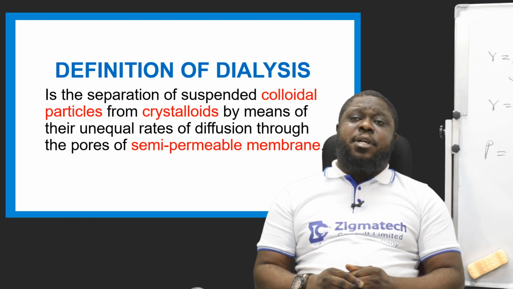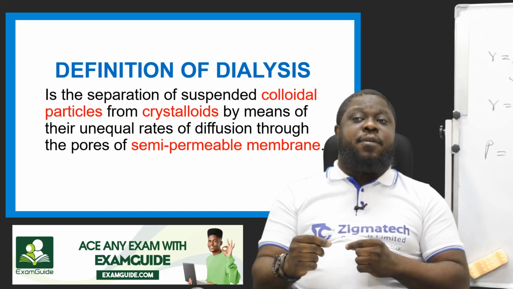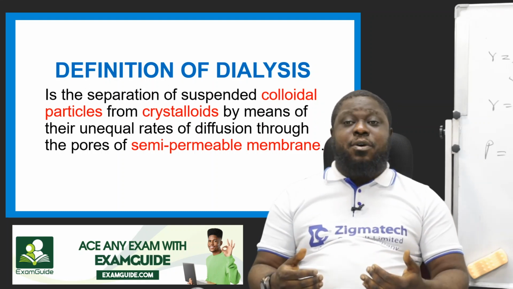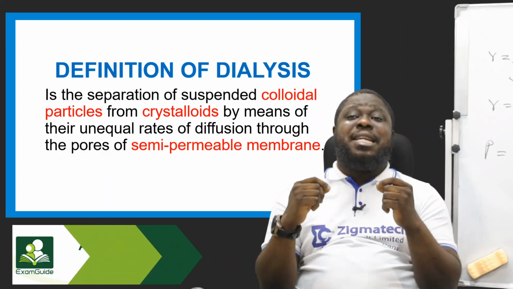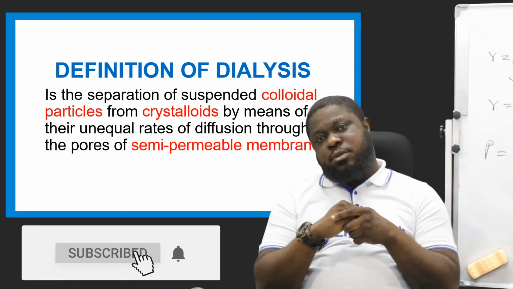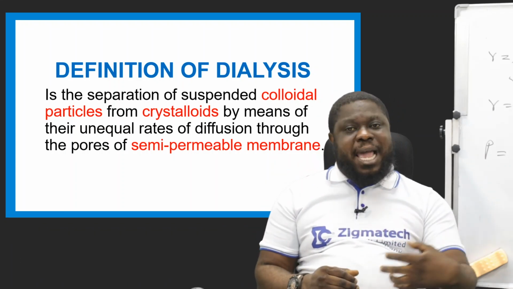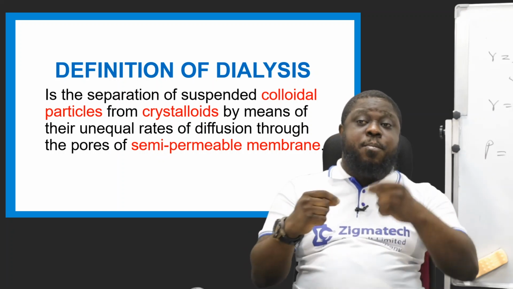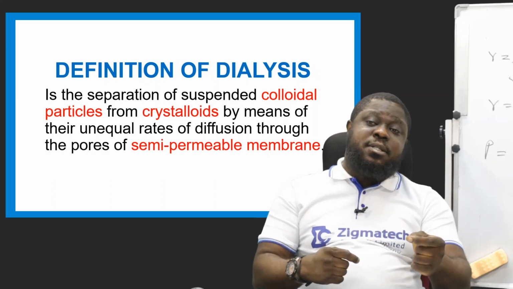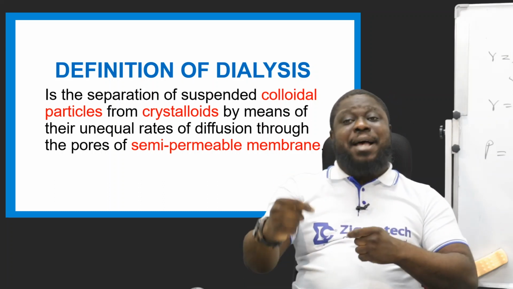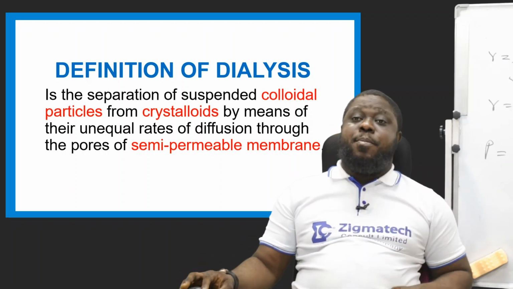Okay, now, the separation of the suspended colloidal particles from crystalloids by means of their unequal rates of diffusion. Like I told you, the unequal rate of diffusion is based on the size of their particles, so they cannot have equal rates of diffusion. The smaller particles will move faster than the bigger ones. Because of their movement, they pass through a semi-permeable membrane. Now when they pass through, it becomes dialysis.